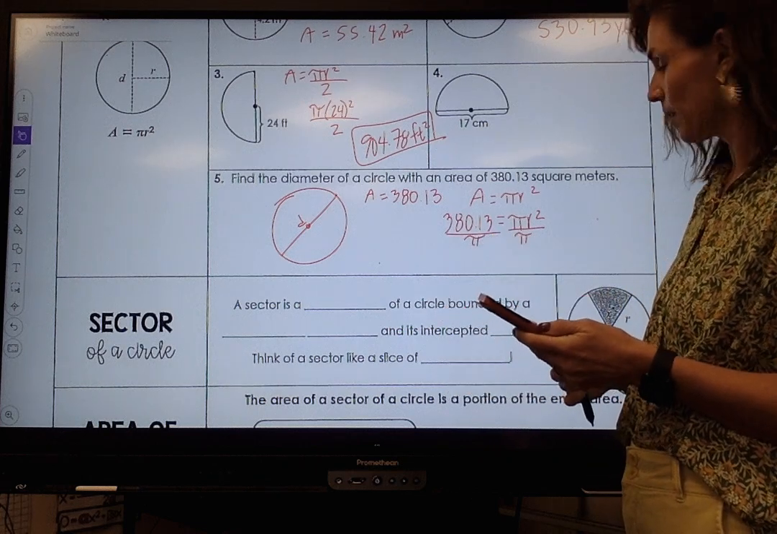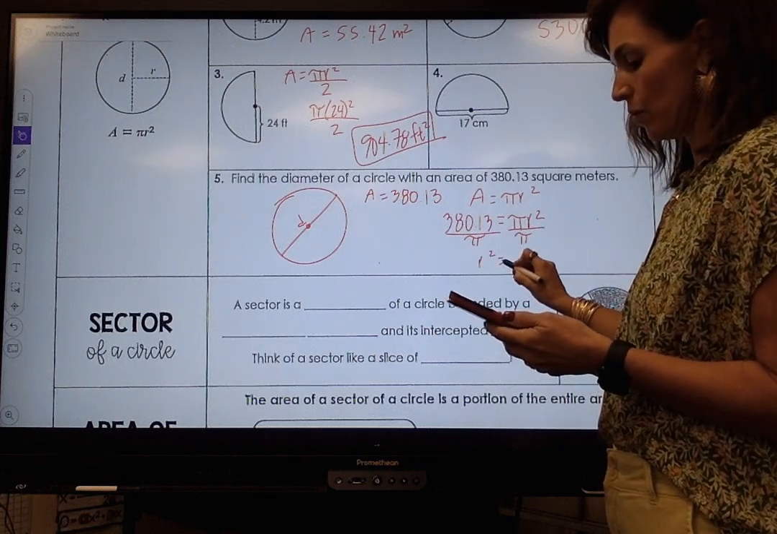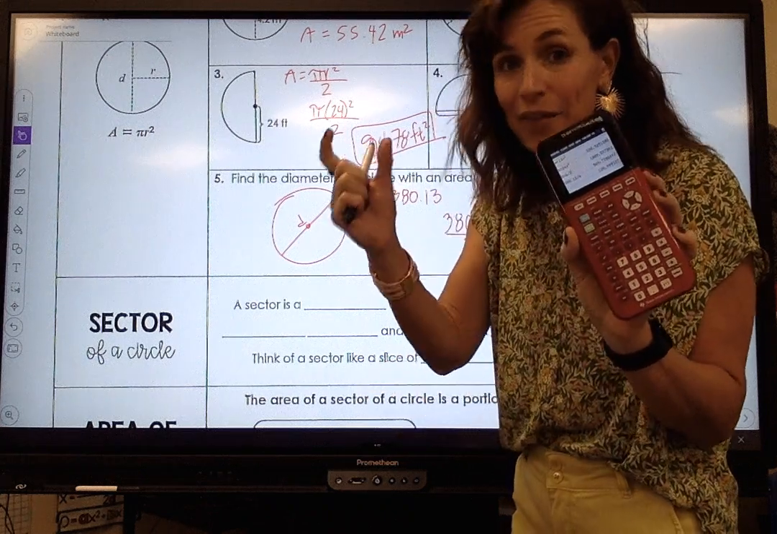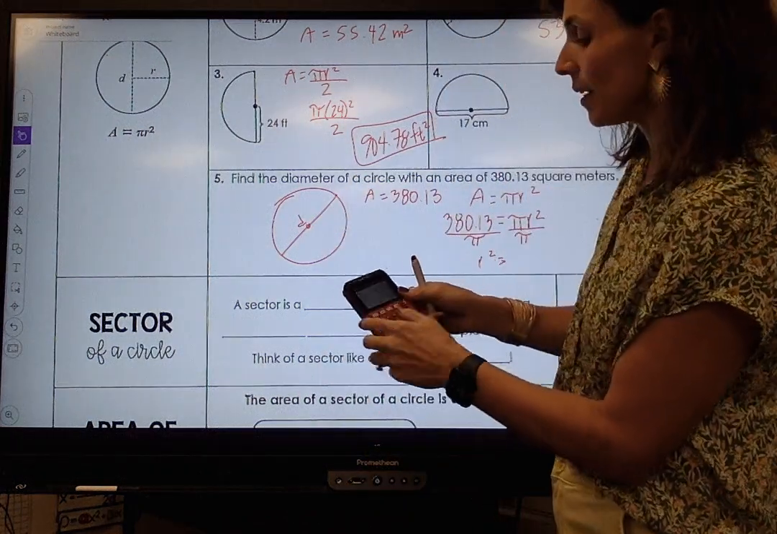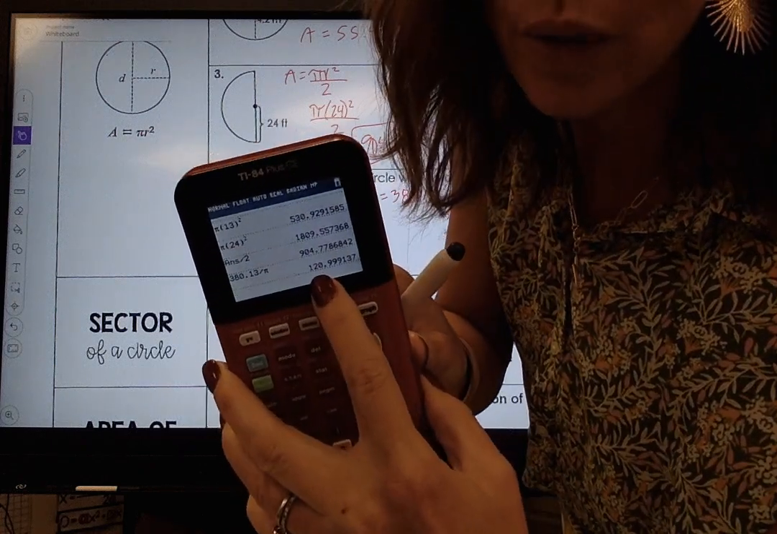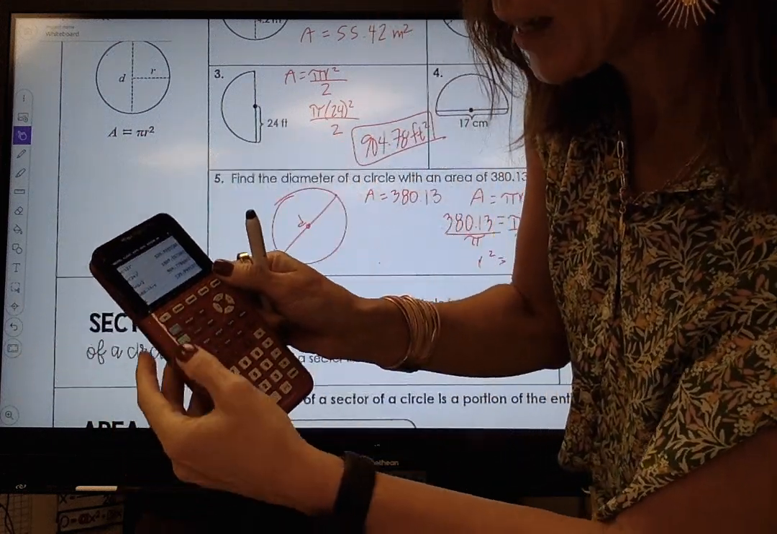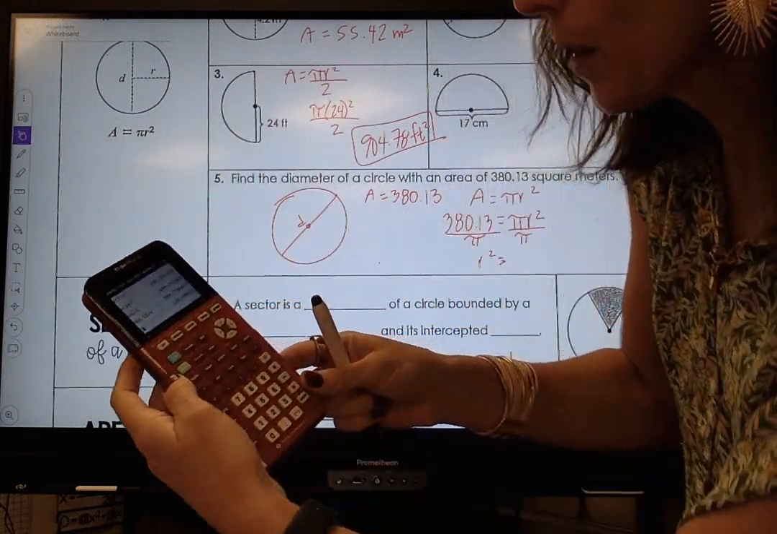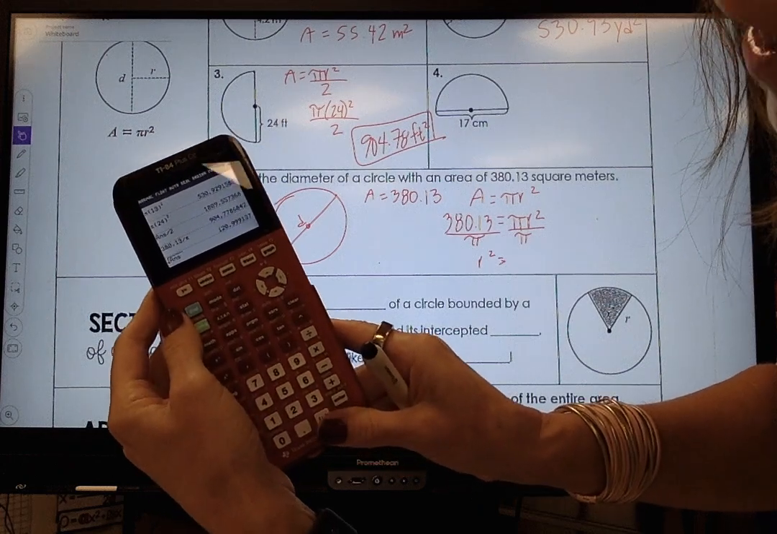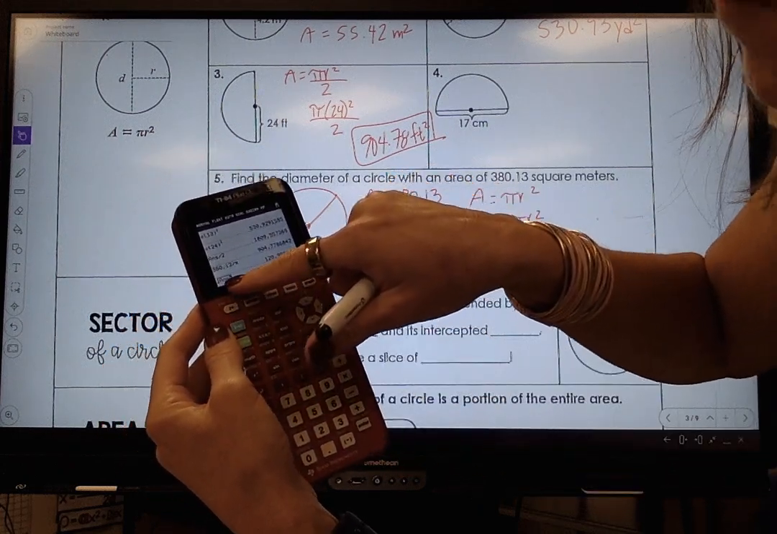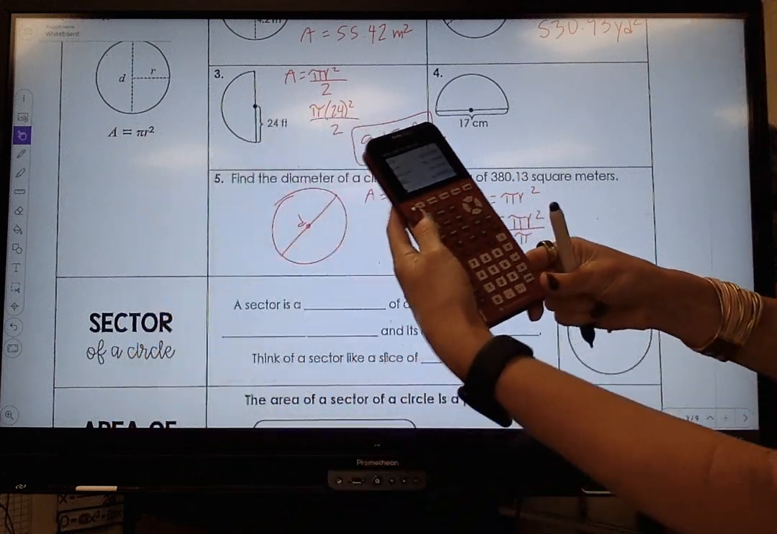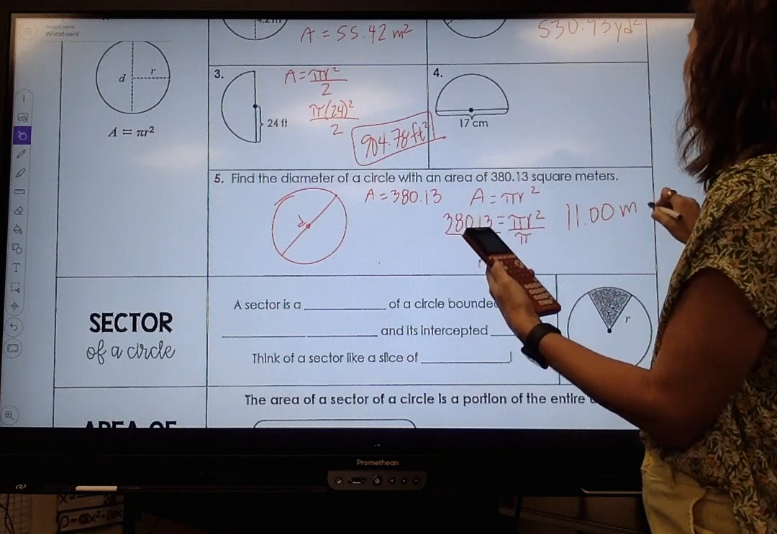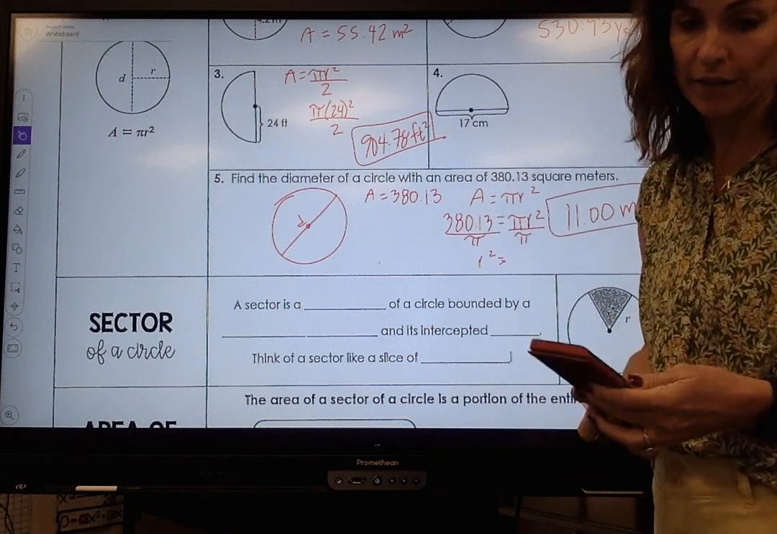When I do that, divided by pi, I get r squared equals, keep it in your calculator. I don't want you rounding at this point. I want you rounding at the very end. So I'm going to keep this in my calculator, and I need to take the square root of that. So I'm going to do second squared, gives me that square root. And then to type in my answer, I'm just going to do second entry, and that is going to copy and paste it right there. So my answer, if rounded to the nearest hundredth, is going to be 11.00 meters. So that is my final answer, okay?